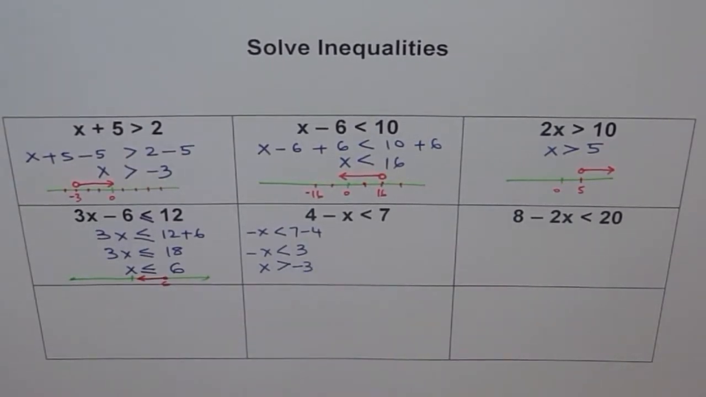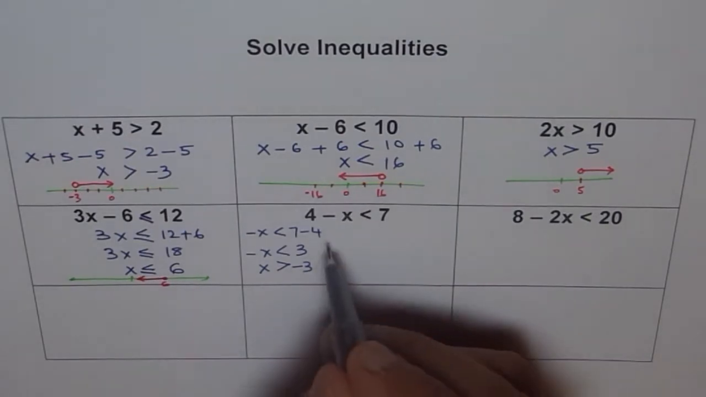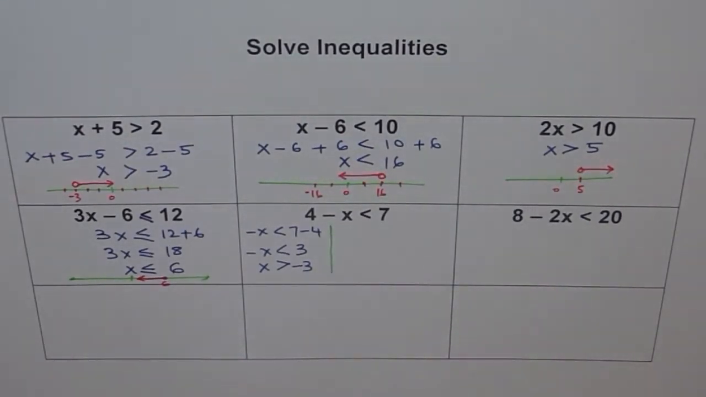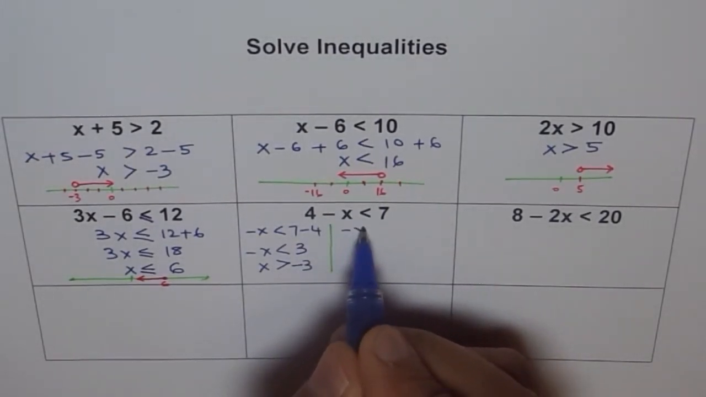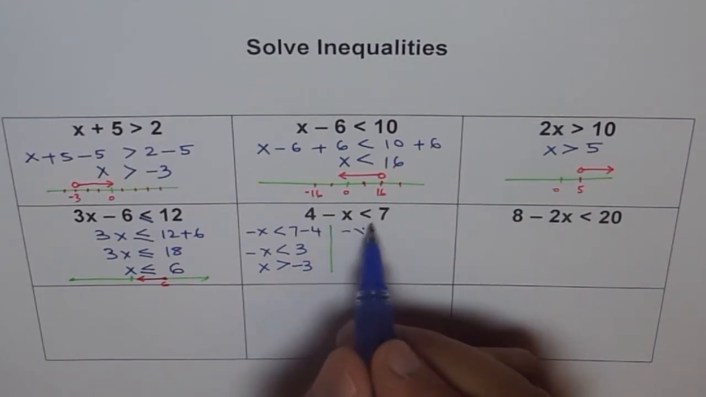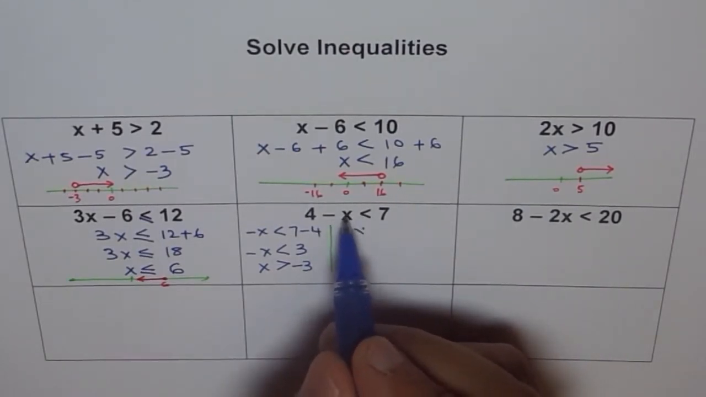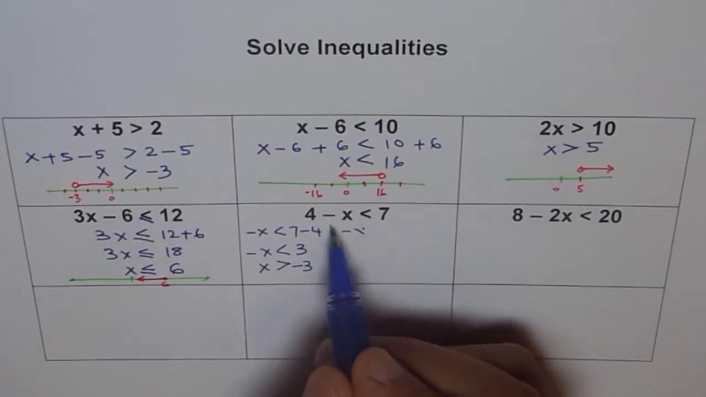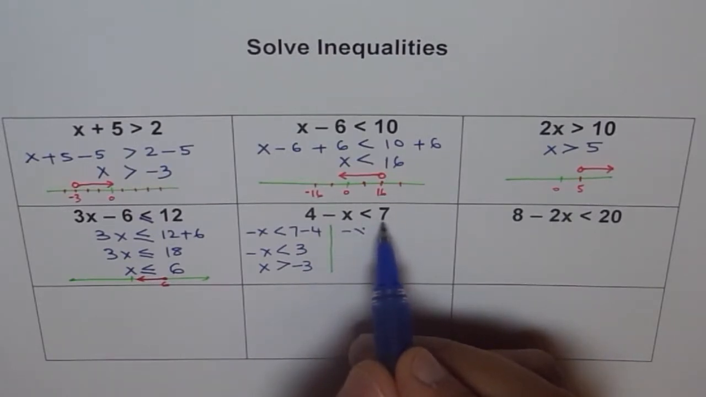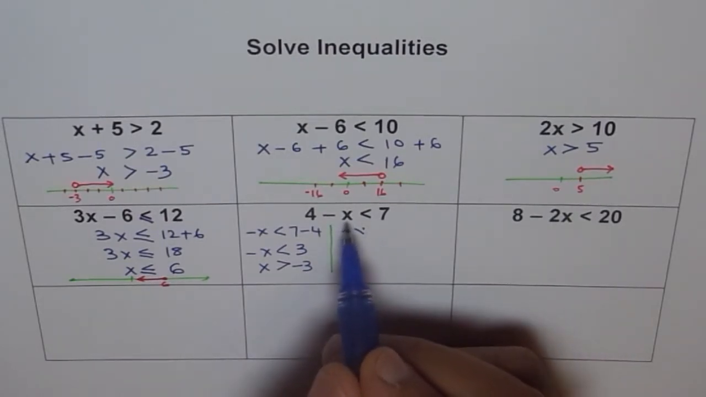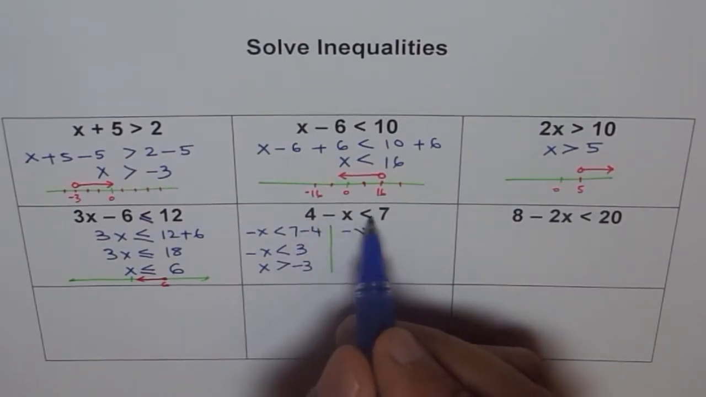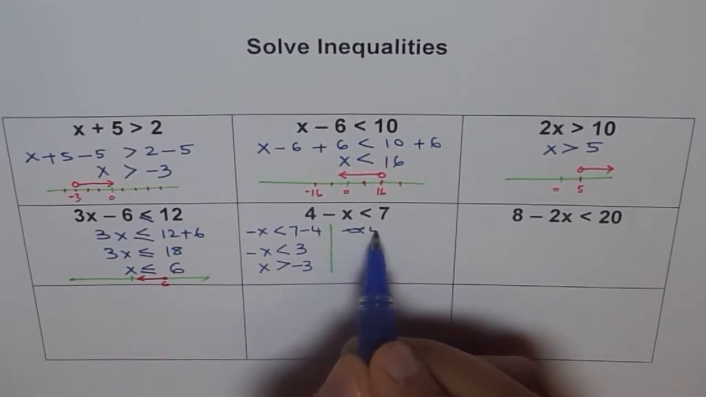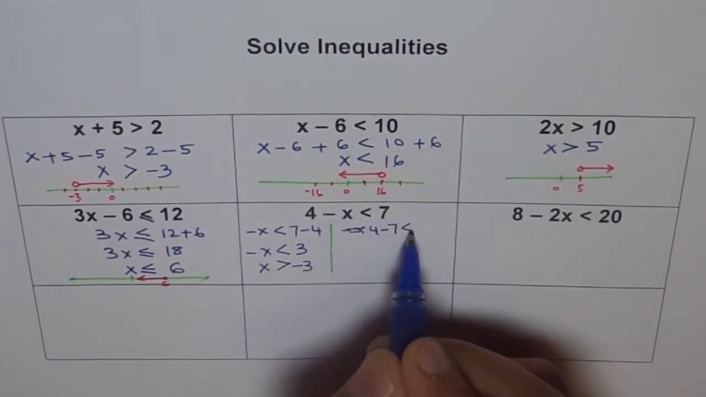Okay? Now, I would like you to see it in a different way also. You could have approached this problem like this. Instead of taking away 4, what we could do is add x on both sides. Is it okay? Do you understand? We'll take x on this side and bring 7 here. So we get 4 minus 7 is less than x.